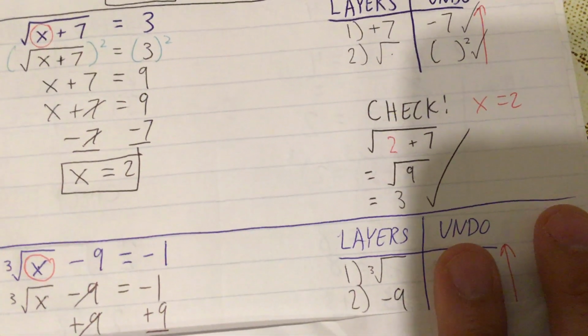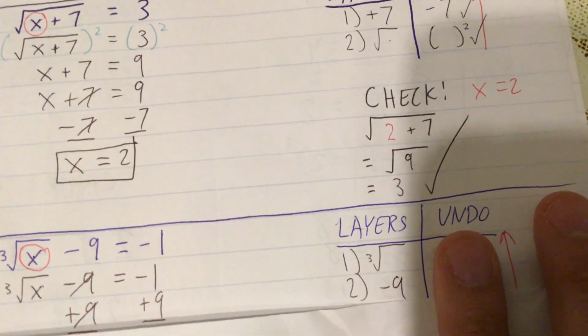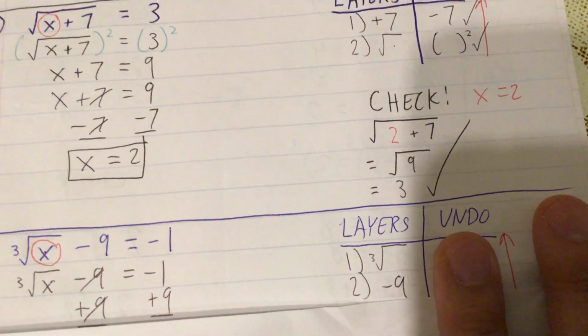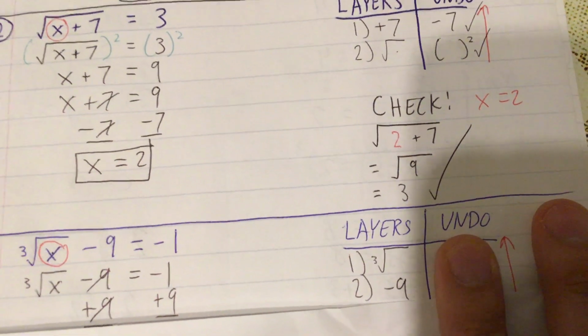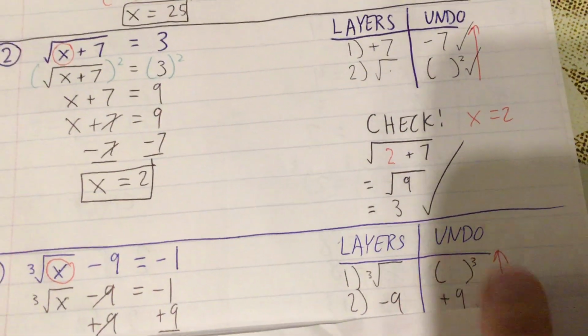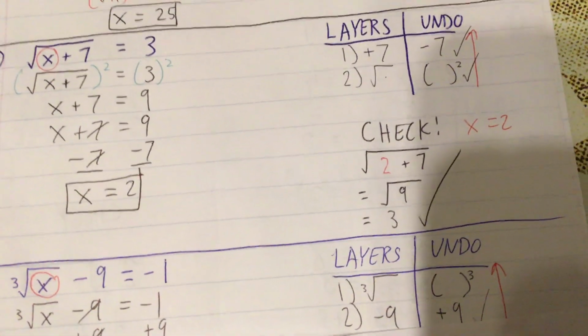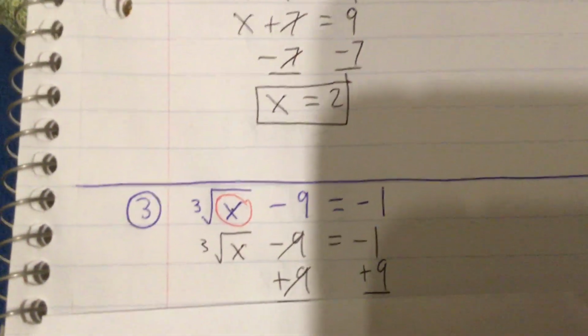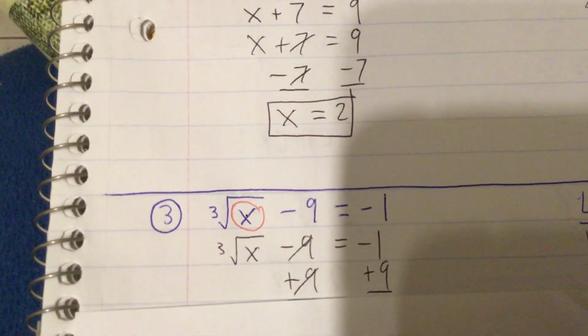Well, I need to undo the minus 9 with plus 9, but how do I undo a cube root? A square root can be undone by squaring both sides. Therefore, a cube root can be undone by cubing both sides. Let's stick to the plan. First things first, I'm going to add 9 to both sides of the equation.